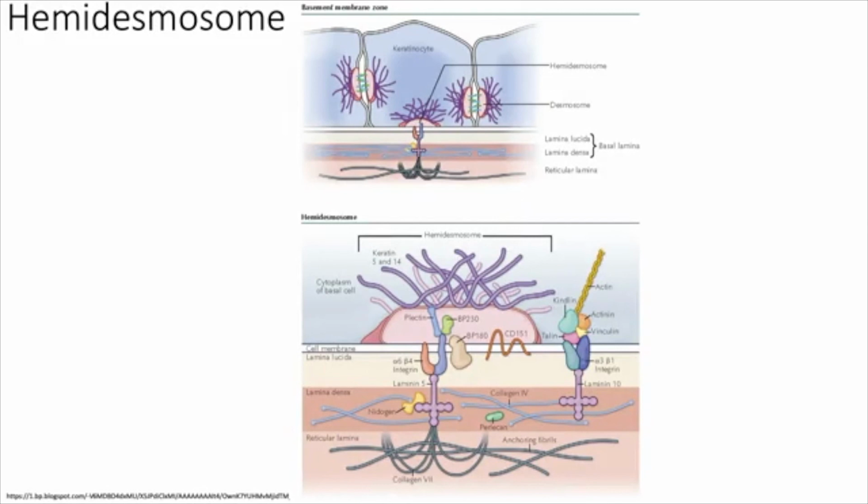Now, Wikipedia didn't have a picture of it. But you can see, up here, this would be your epithelial. They're saying it's a keratinocyte here. So you've got your epithelial cells with some desmosomes holding them together. And then you've got a hemidesmosome attaching it to that extracellular matrix. And that's really their function. It really keeps them nice and holding tight to whatever they're attached to.